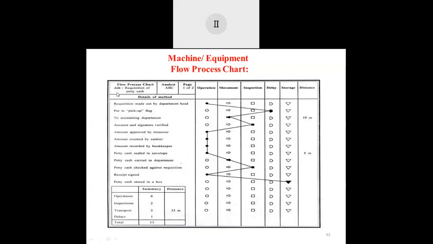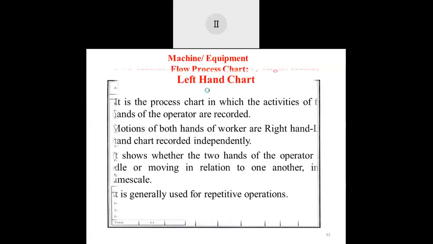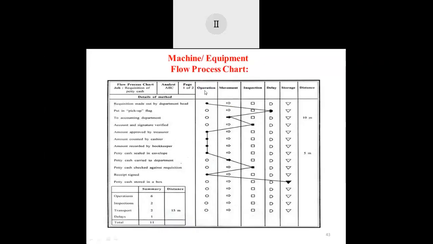And what is the job? Requisition of petty cash. So petty cash, finance, the cash is needed, and how it will flow is shown here with this flow process chart. If you can see, there are some operations, some movement, then some inspection, delay, storage, and how much distance it will move. All these are indicated here.